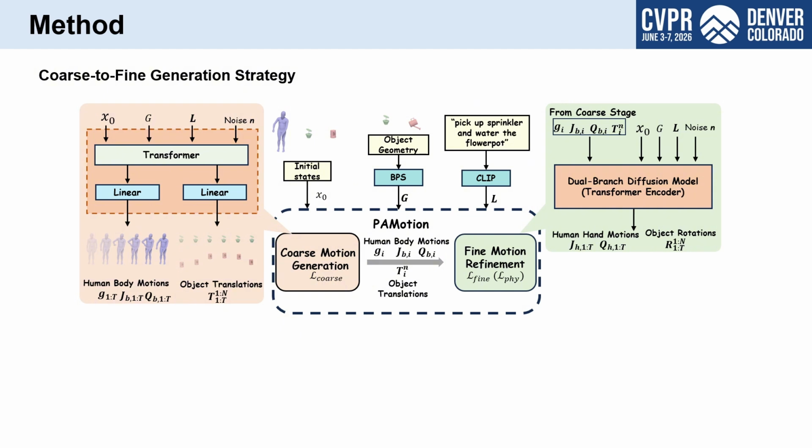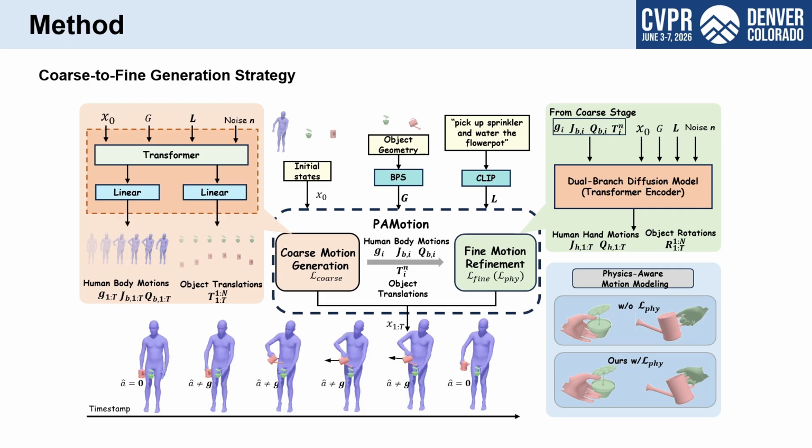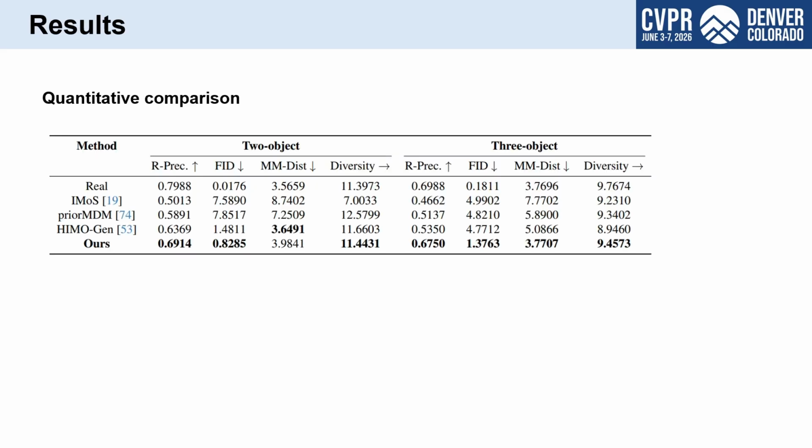Stage 2, fine-grained physical interaction. Conditioned on the coarse outputs, we refine hand articulation and object rotations. Crucially, we introduce a physics-aware interaction loss computed via object acceleration to enforce physical supervision. In summary, PAMotion balances task alignment with physical realism by first generating goal-aligned global motion, and then refining physically consistent hand-object contacts.